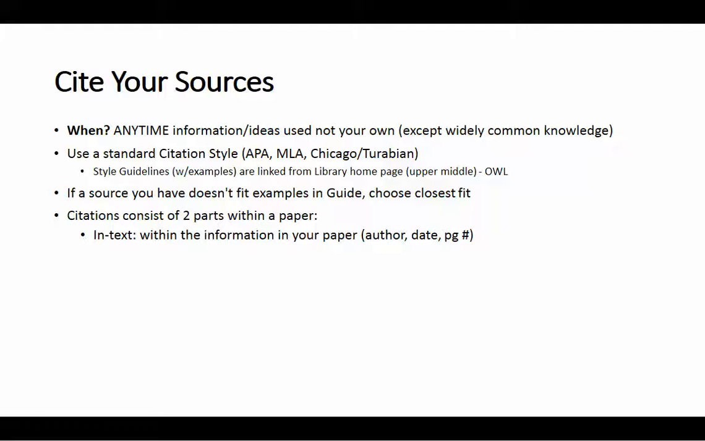Now, the second part of a citation, which we're not going to go into detail in this video, is the end of text citation, or the references or the works cited, depending on what style guide you're using. That in-text citation is in reality just a briefer version of the full citation at the end of your work, so that in-text citation points your reader to the works cited, the full list at the end of your paper.